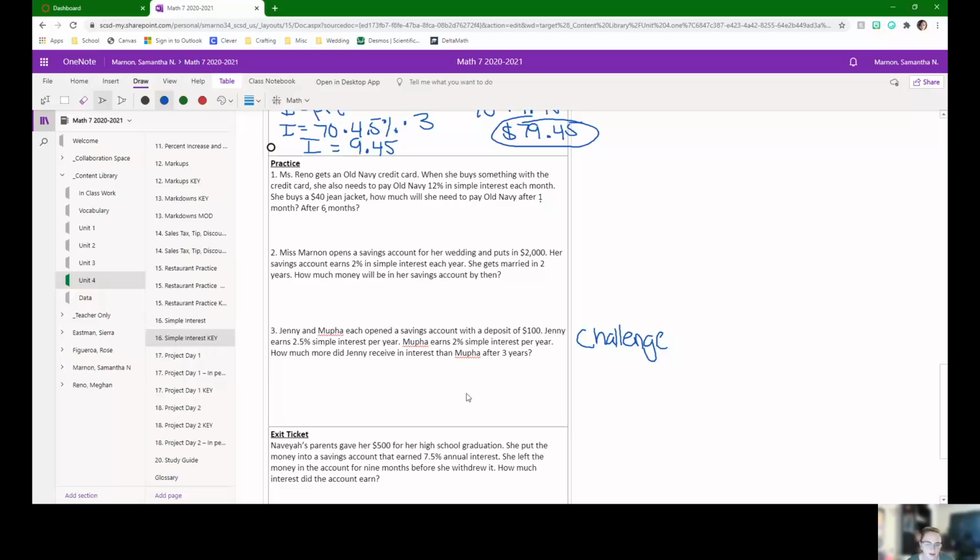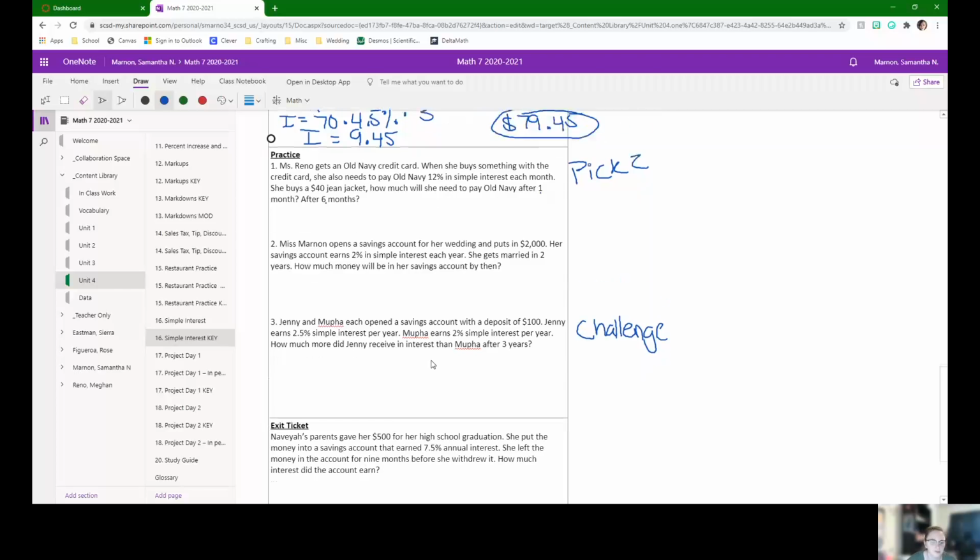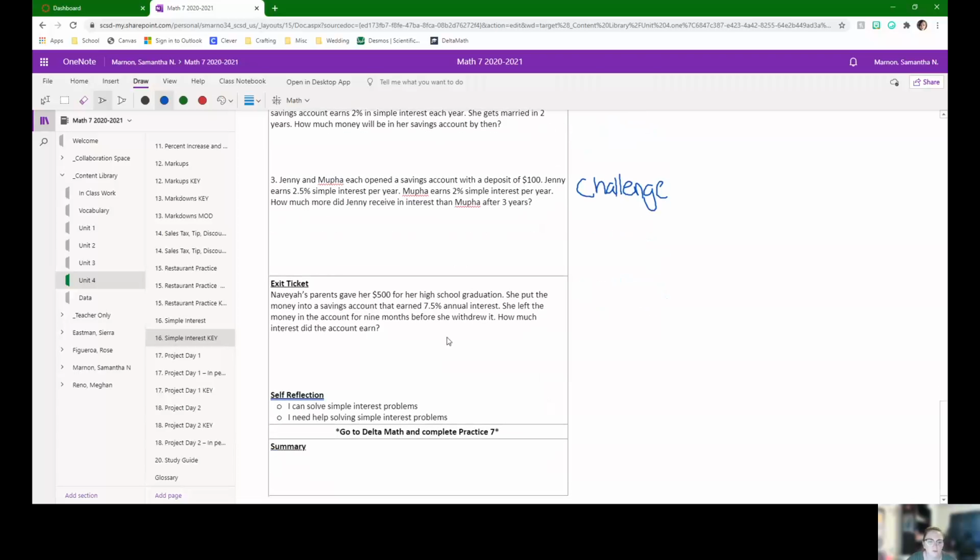Why? How much more did they actually make? So when you do these, you only need to pick 2. If this was easy, try that challenge question out. When you're done with those practice problems, you have Nevaeh's parents giving her $500. So this is our exit ticket. See how much interest she's going to earn by leaving that in a bank account. When you're all done, you can go into Delta Math and complete practice number 7.